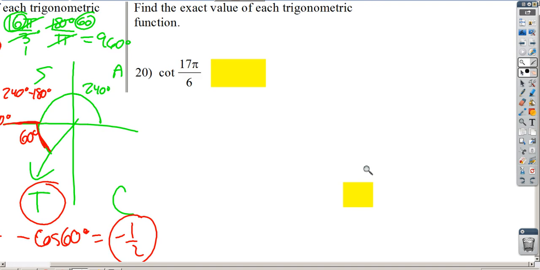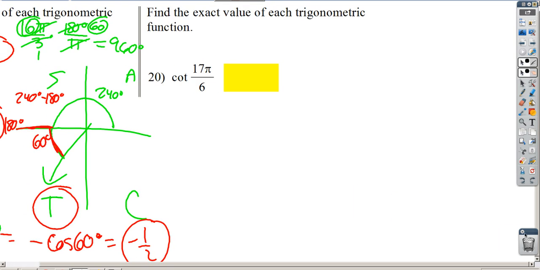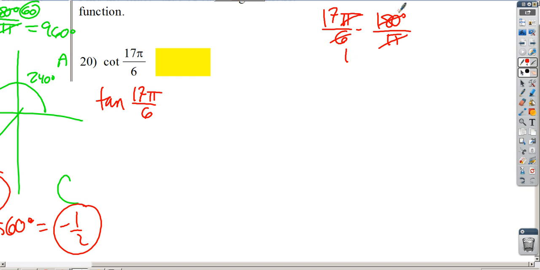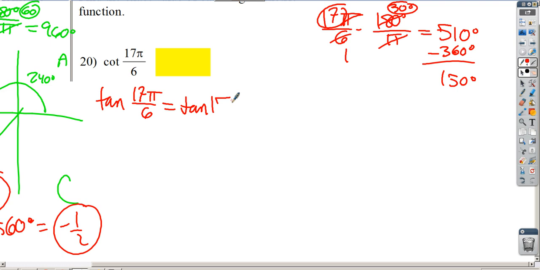All right, last one from 12.3. This one we're going to talk about the cotangent this time. And remember, it's easier to find tangent, so we'll find tangent first, and then we'll just flip it at the end. And we'll change this into degrees, because it's a little bit easier to work in degrees. Those cancel. 6 goes into itself once and into that 30 times, and 30 times 17 is 510. But we want to be between 0 and 360, so let's take away an extra rotation there, and we'll get 150 degrees. So this is the same thing as a tan of 150 degrees.